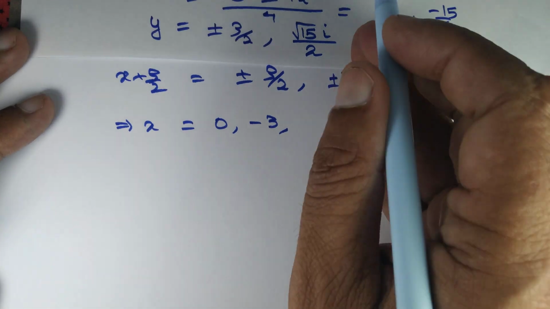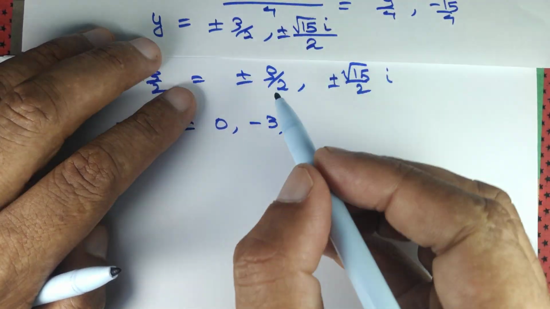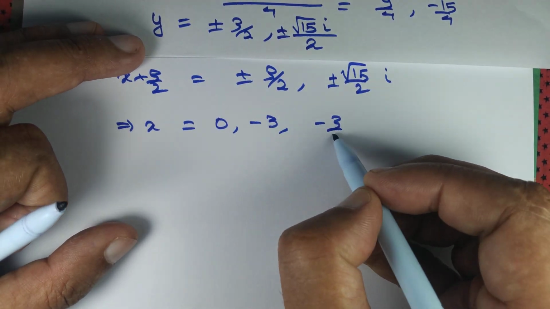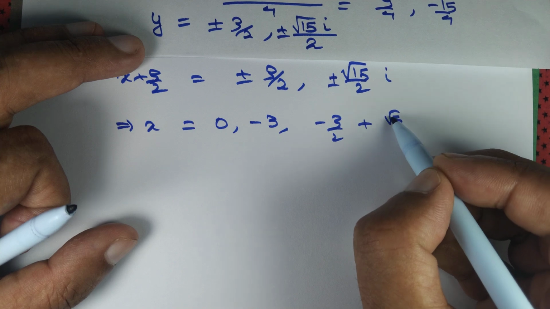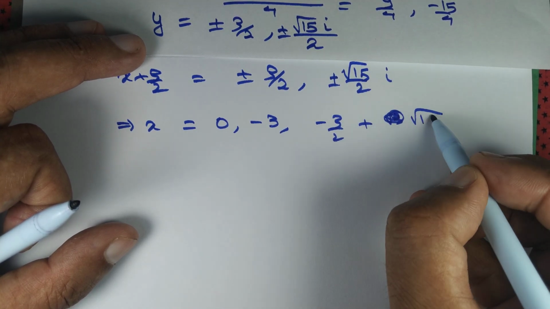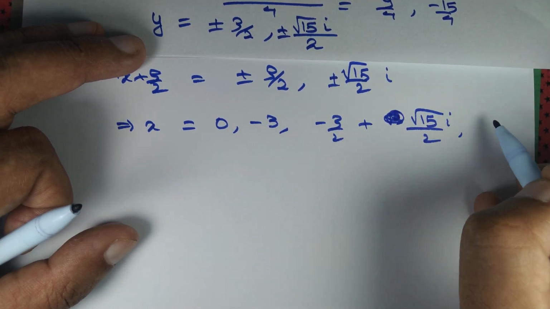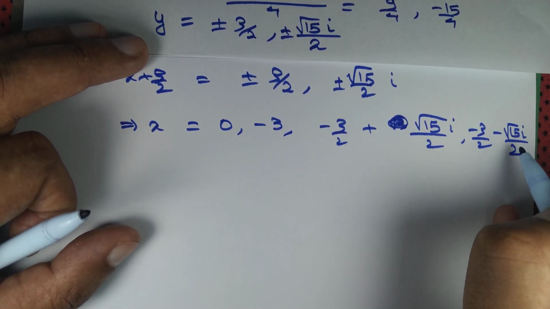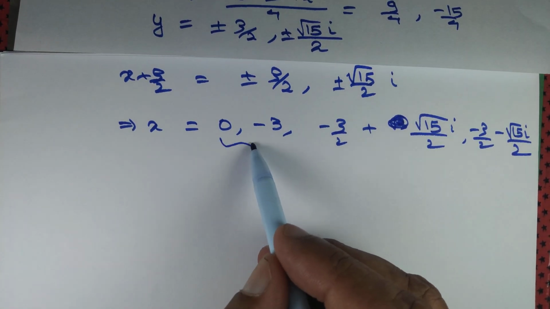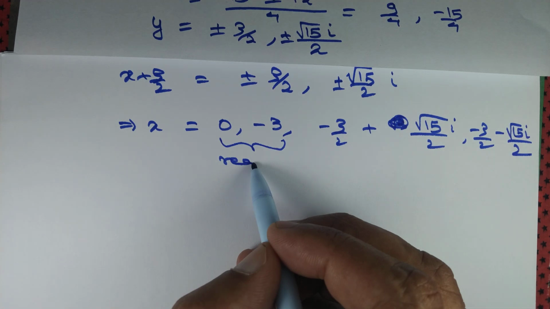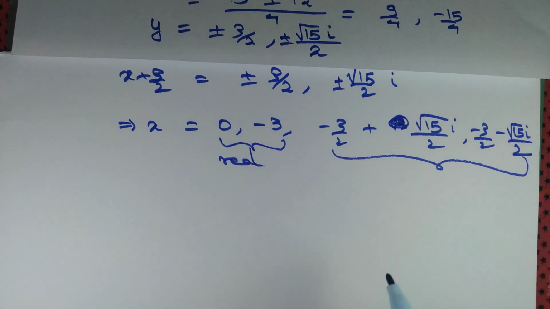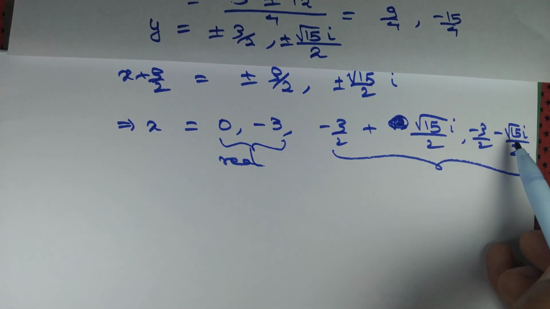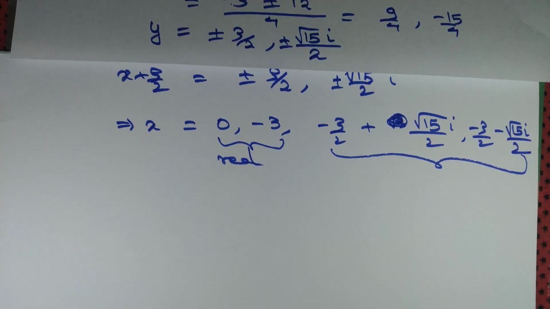Plus minus root 15 i. I forgot plus minus because we are taking root, so we'll get plus minus, of course. And then minus 3 by 2 plus root 15 i by 2, comma, minus 3 by 2 minus root 15 i by 2. So we have 2 real roots, 0 comma minus 3. These are real roots. And 2 complex roots are given: minus 3 by 2 plus root 15 i by 2 and minus 3 by 2 minus root 15 i by 2. And we are done.